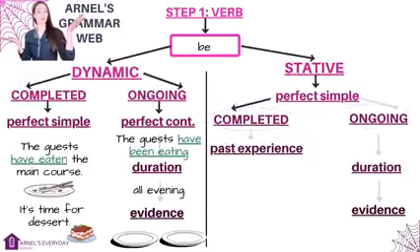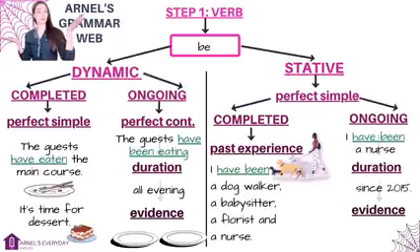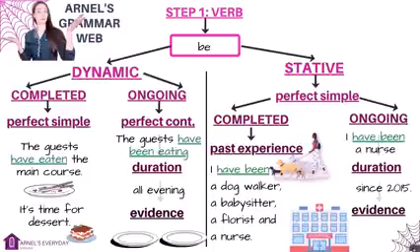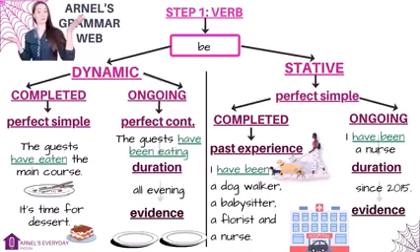Let's choose completed. If it's completed, it's a past experience. I've had many jobs in my life. I have been a dog walker, a babysitter, a florist, and a nurse. Am I any of these things now? No, completed. Now let's choose ongoing. I have been a nurse, duration, since 2015. What is my evidence of this ongoing state? Well, I go to the hospital every day. It's my job. So in this lesson, keep my grammar web, Arnell's grammar web, in mind.